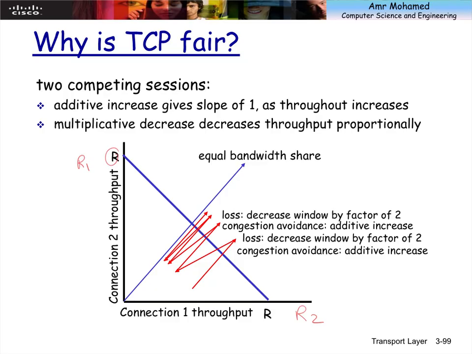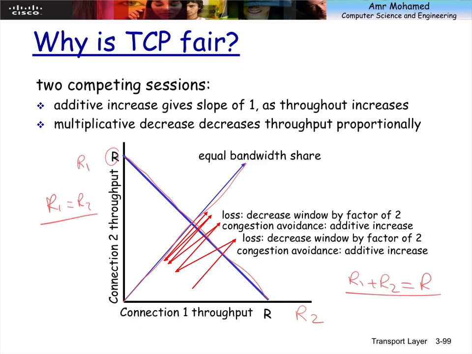Let's assume that it's R on average. Okay? So what is the equation of this line? X equals 1. R1 equals R2. Excellent. So this equation is represented as R1 equals R2. The equation of this line is represented by R1 plus R2 equals R.